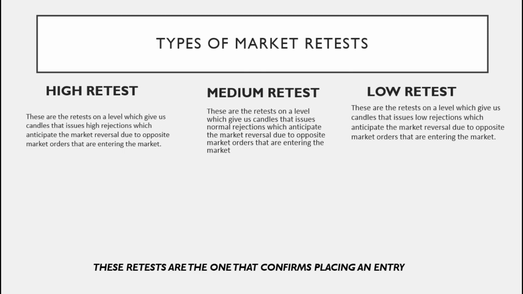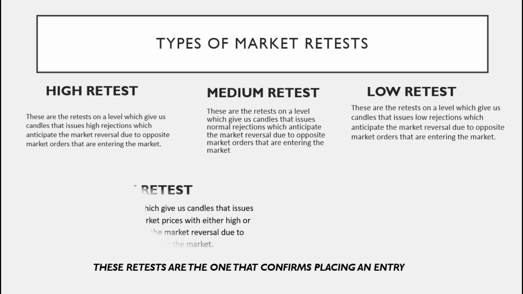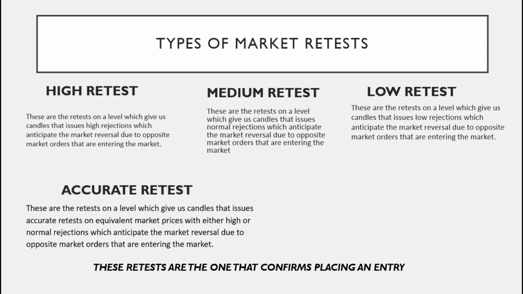When I say it has a low rejection, high rejection or normal rejection, I mean the candlesticks that are forming the retest have those types of rejections I've mentioned. Here we have an accurate retest, as our fourth market retest, whereby the candlesticks have normal rejection, but it can be normal or higher rejections, and you can even hear the word is accurate.